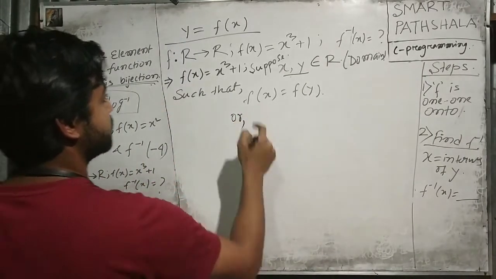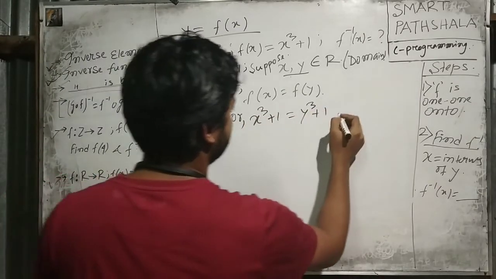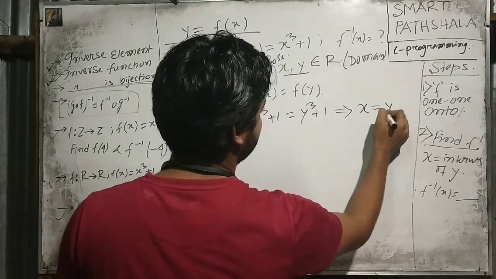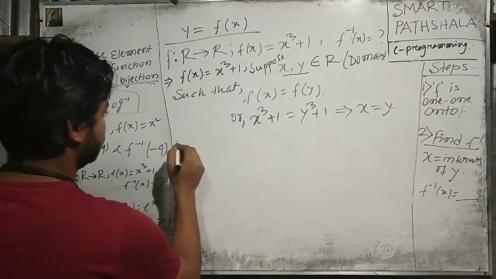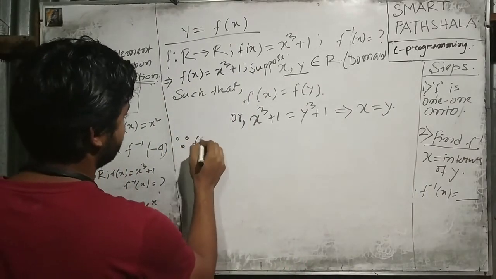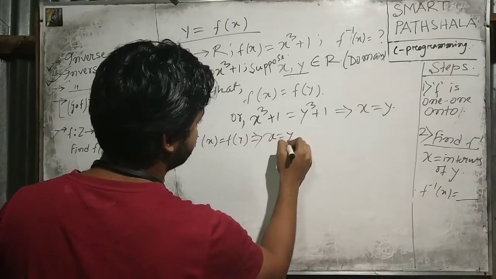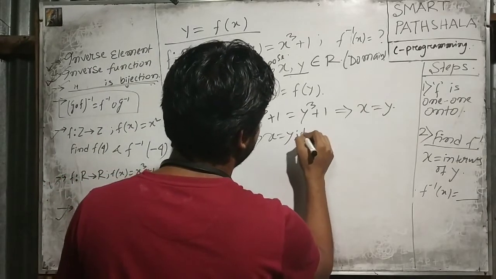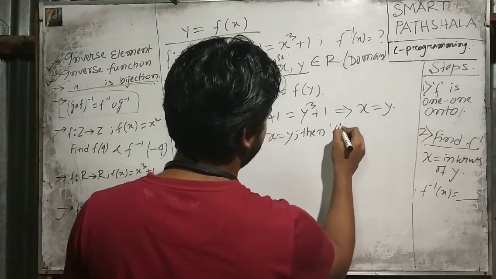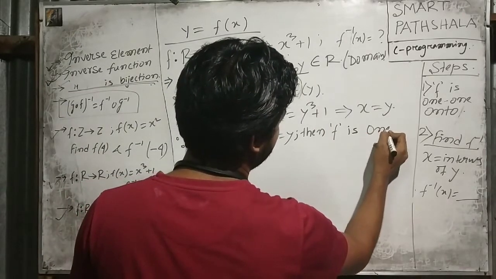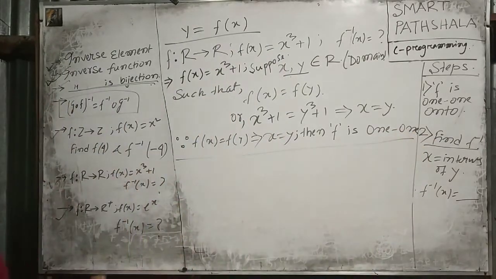Accordingly, if you write f of x, that will be x cubed plus 1 is equal to y cubed plus 1, and this will imply x equal to y, right? Now since f of x is equal to f of y implies x is equal to y, then f is a 1-1 function. F is a 1-1 function.